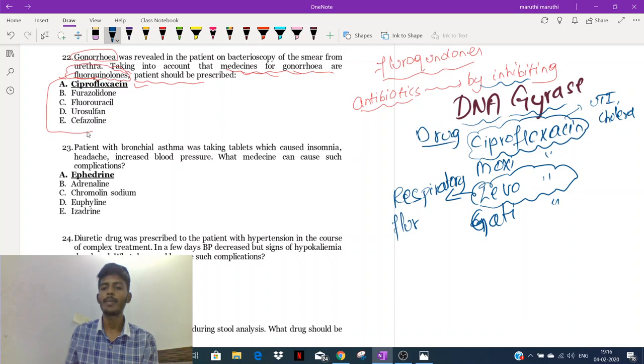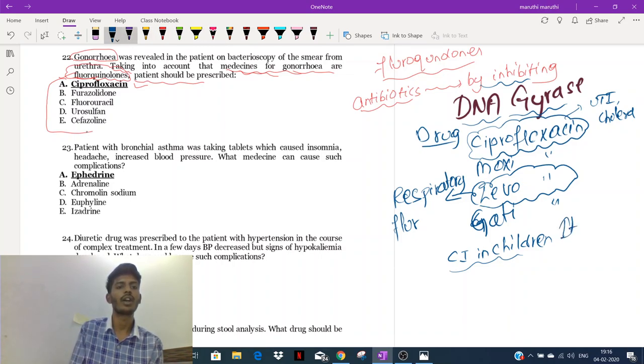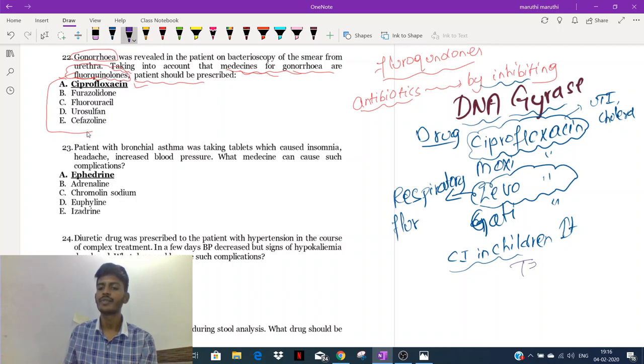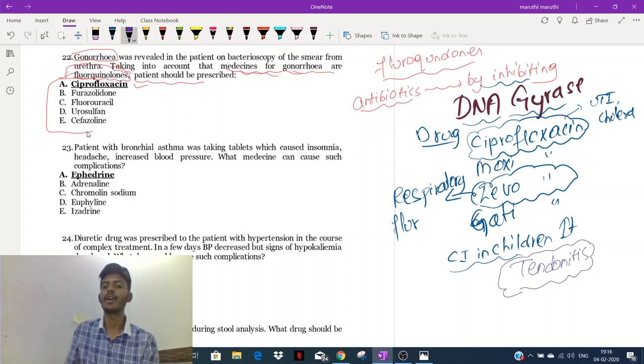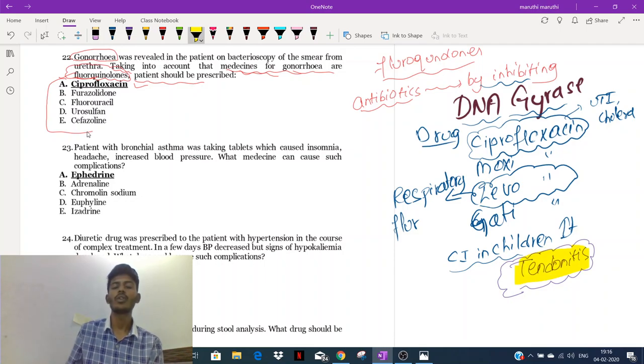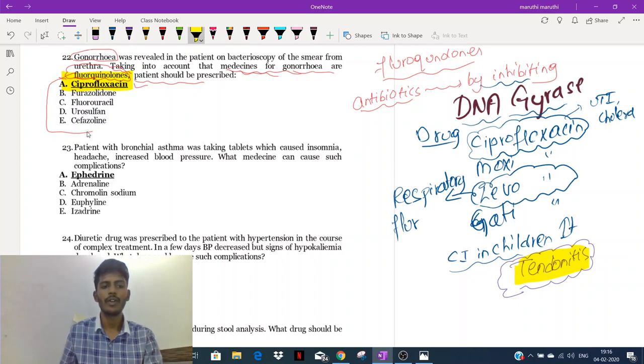Now, one important thing. Fluoroquinolones are contraindicated in children. This is a most possible question. Fluoroquinolone is contraindicated in children because it causes a serious condition called tendonitis. Because it causes tendonitis, it should be avoided in children. Okay, so this is the story of our fluoroquinolones. So among all the given options, the fluoroquinolone will be ciprofloxacin.